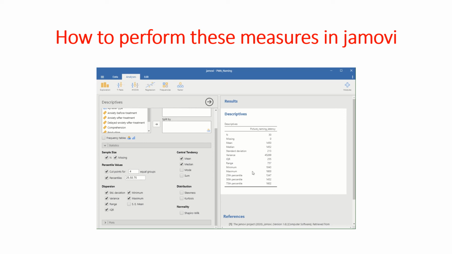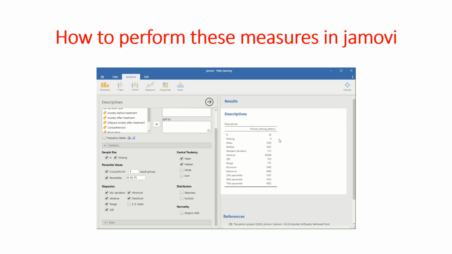We have the minimum and maximum, so the range is calculated by subtracting the minimum from the maximum, and then we have the quartiles here, the first quartile, the second one, and the third one. Once you subtract the 25th percentile from the 75th percentile, you should get IQR, which is 255. So, I think that's it.